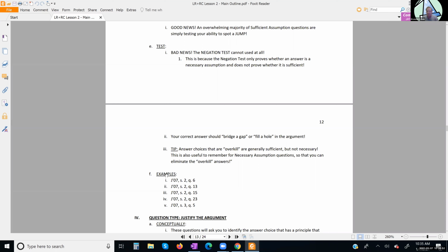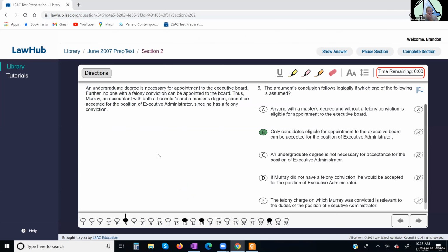So with that being said, we're going to go to the first one, June 2007 section 2, question 6. If we look at the question stem, it says the argument's conclusion follows logically if which of the following is assumed. It's exactly one of the ones I had written out earlier. The answer they're telling you is an assumption that, if assumed, will allow the conclusion to follow logically, making it 100%.